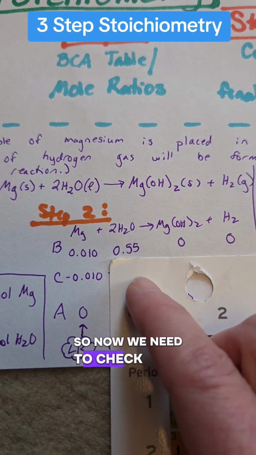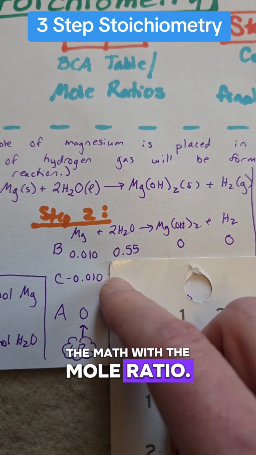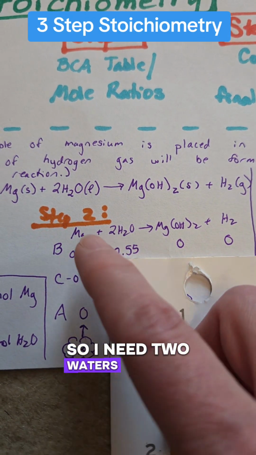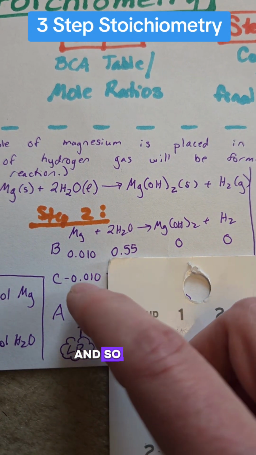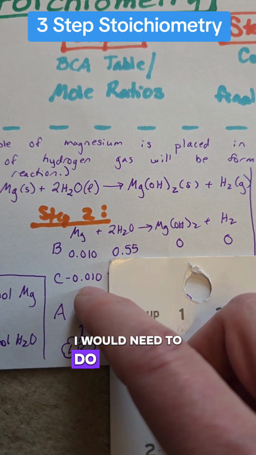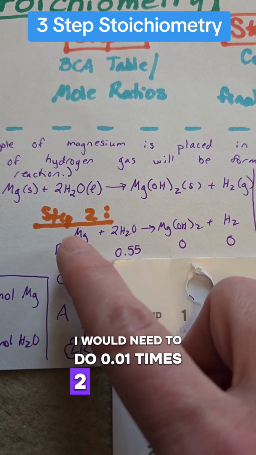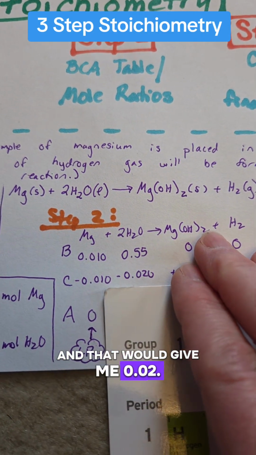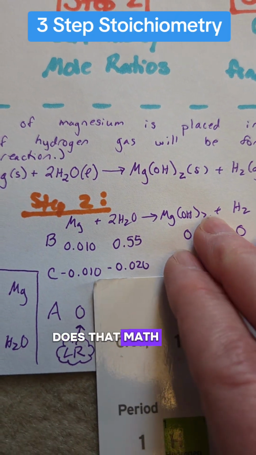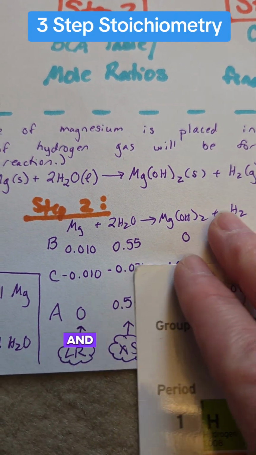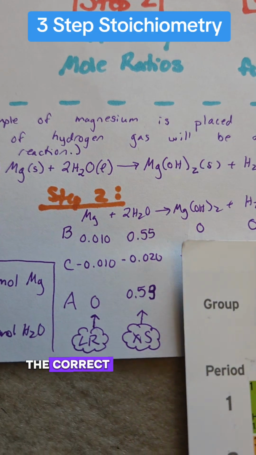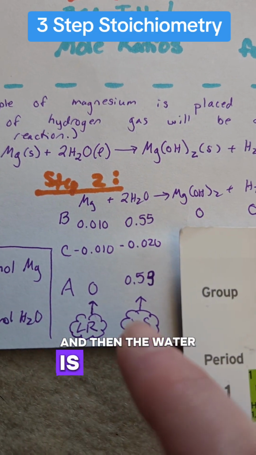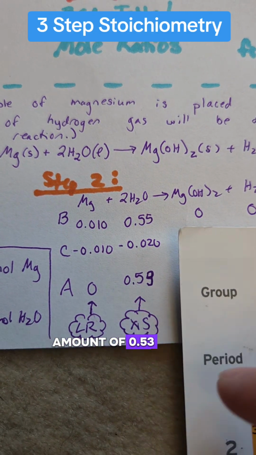Now we need to check that by doing the math with the mole ratio. I need 2 waters for every 1 magnesium, so I would do 0.01 times 2 divided by 1, and that gives me 0.02. The question is, does that math work, or does it give me a negative number? And it works. That means we chose the correct limiting reagent, and the water is in excess at an amount of 0.53 moles.